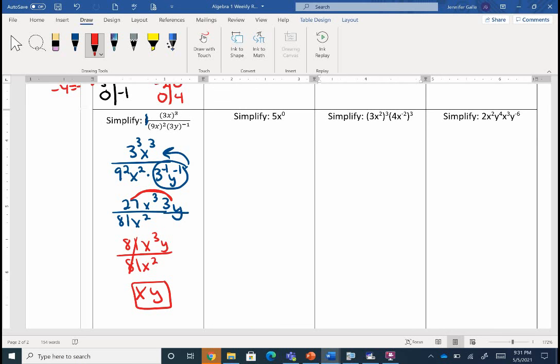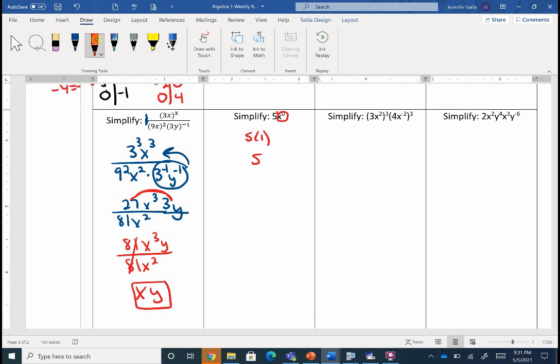The second question, this last row. Anything to the 0 power does equal 1, but keep in mind the 5 is to the first power. The only base to the 0 power here is the x. So 5 is going to stay put. X to the 0 power is 1, so 5 times 1 is just 5. Third question in this row.